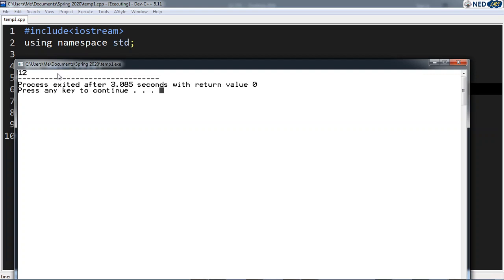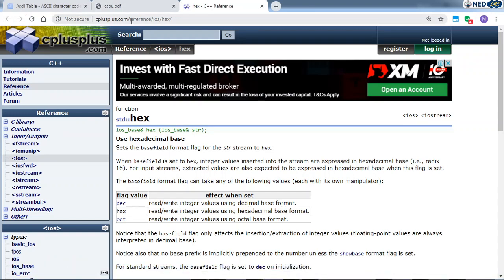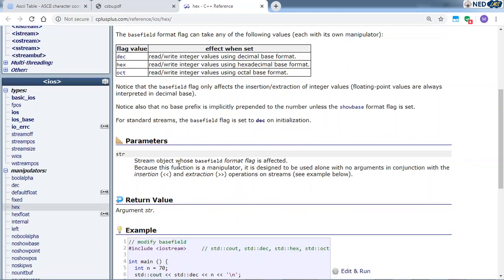It is also available probably on GitHub or something like that. You can look it up on the internet. So what I'm going to do is go to this website, c++.com/reference/ios/hex. So this thing is the base field format flag, whatever number. Let me give you an example how this thing actually works.